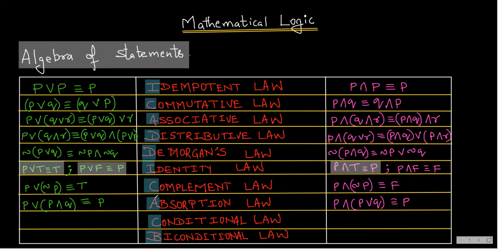Now we have the conditional law. The conditional law is: P implication Q is the same as negation P or Q. What is P implication Q the same as? It is negation P or Q. And here on both sides you will write the same thing. P implication Q is the same as negation P or Q.